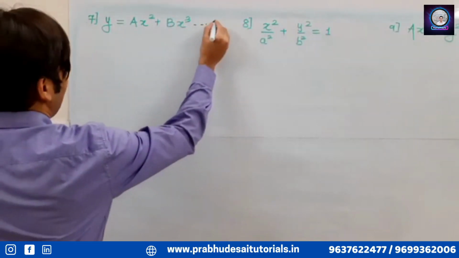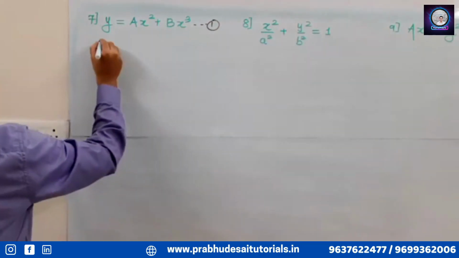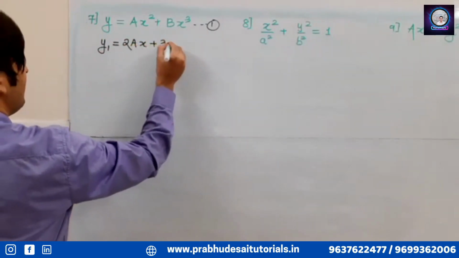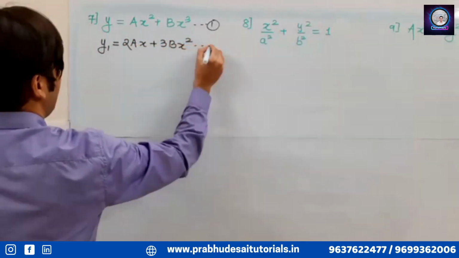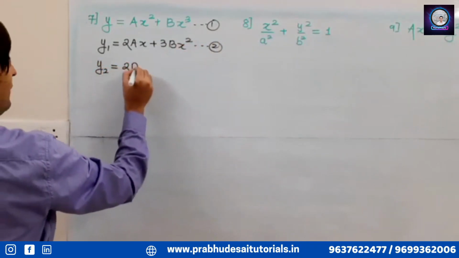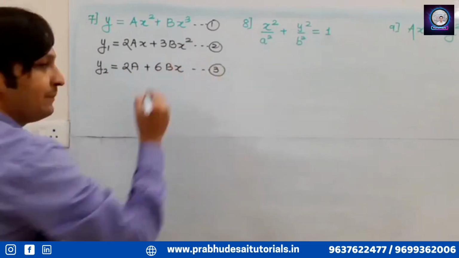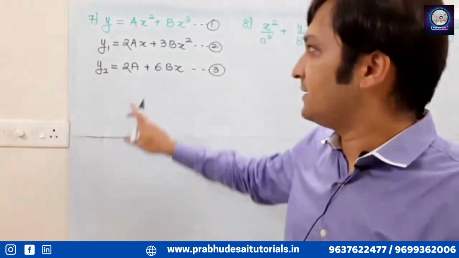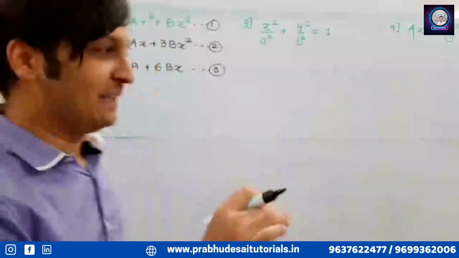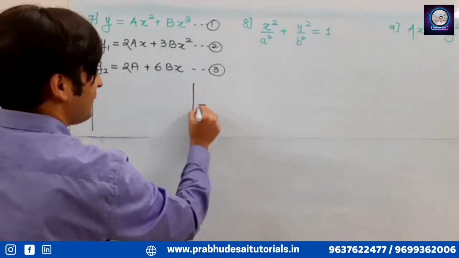This is number 1. Number 1, 2 constants, differentiate twice. First derivative, y1 is equal to 2ax plus 3bx square. Number 2, again derivative y2 is 2a plus 6bx, and this is number 3. And you will find constants have not been eliminated. We took 2 derivatives, but still not possible. Go for a determinant. How? Check this. I will form a determinant equal to 0.